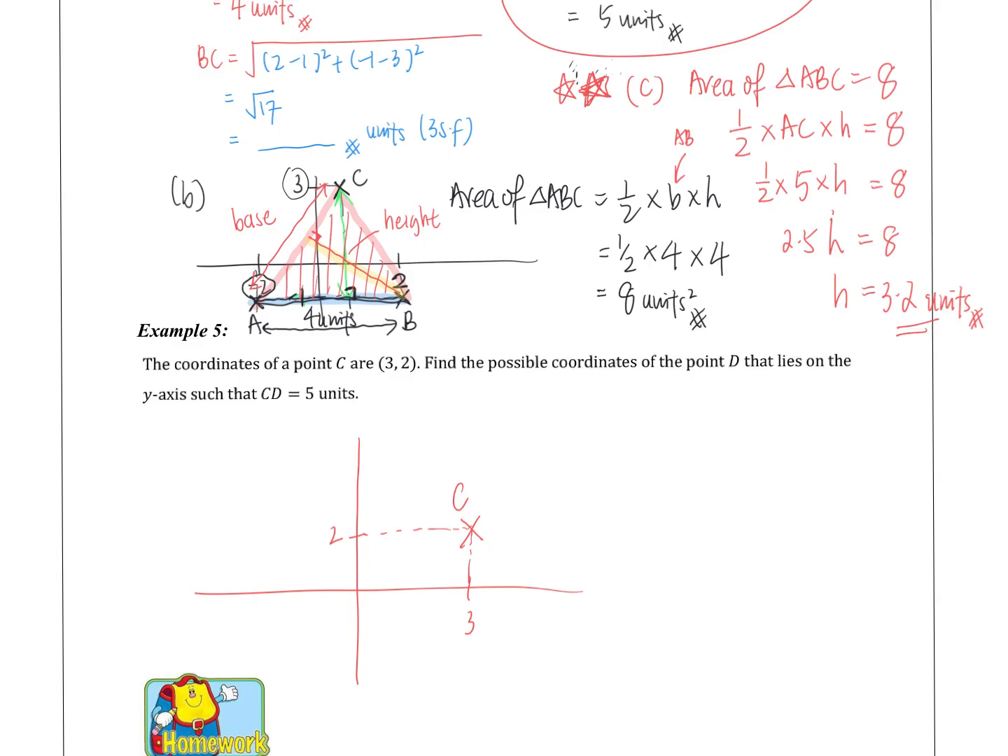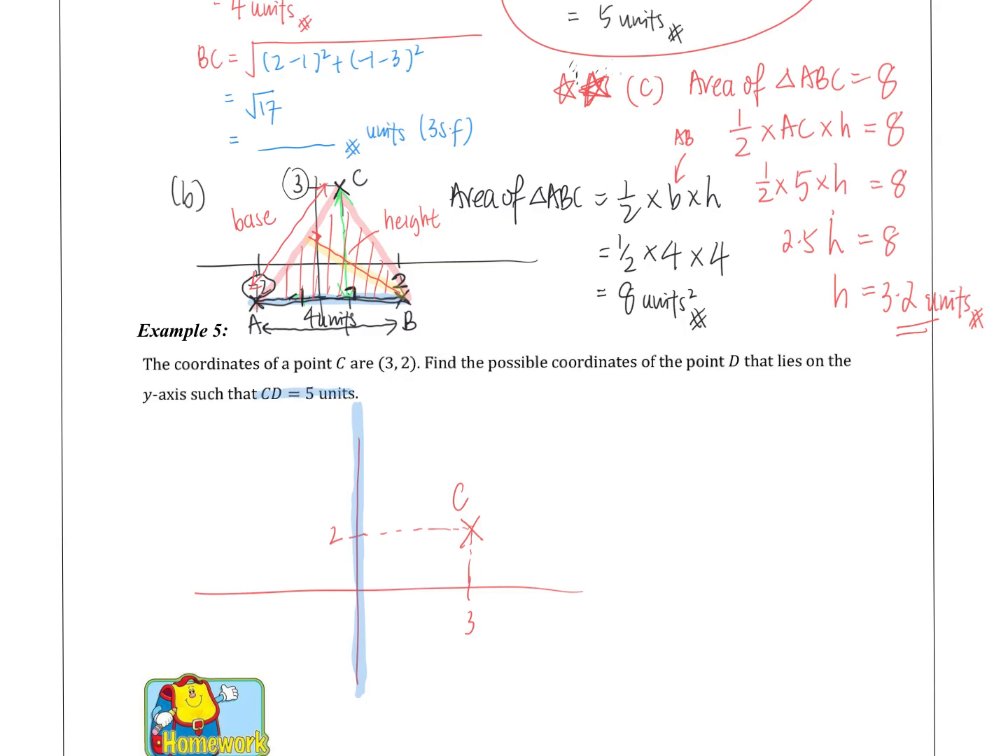Okay, find the possible coordinates of D, which will lie on the y-axis. That means D must be a point on this line, and CD must be 5 units. So where do you think D should be? Somewhere on the y-axis, like there. So how do I find a possible coordinate? Should there be 2 possible answers? Actually, 2 only. I need the distance between C and D to be 5. Oh, so we use Pythagoras theorem.